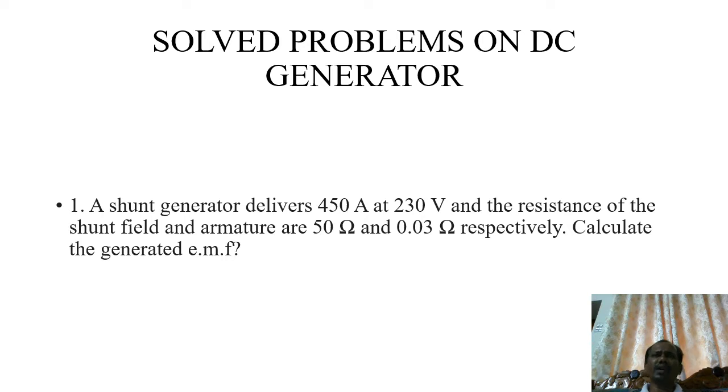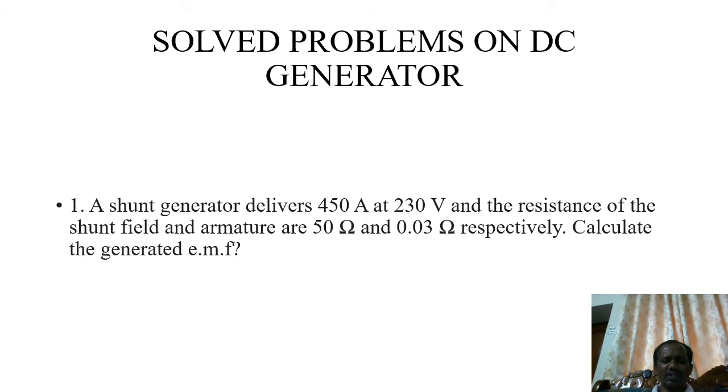Here you can observe that the shunt field resistance is 50 ohms and the armature resistance is 0.03 ohms. The number of turns in the shunt field winding is larger, and the current passing through the shunt field winding is less, while the current through the armature is very high. We observed all these conditions in the previous class. Now you can solve that.